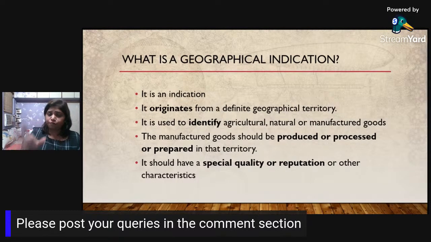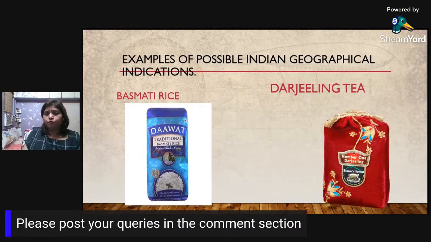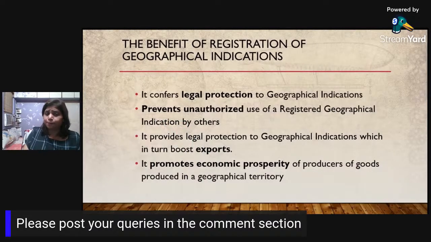So all these are specific. When you say Kolapuri chappal, GI will always come with that indication. Where is it from? So that's very important. So we have basmati rice, Darjeeling tea. All these are some of the examples.